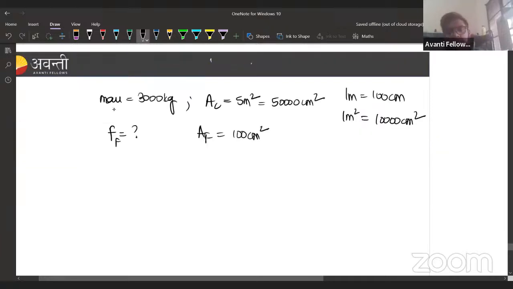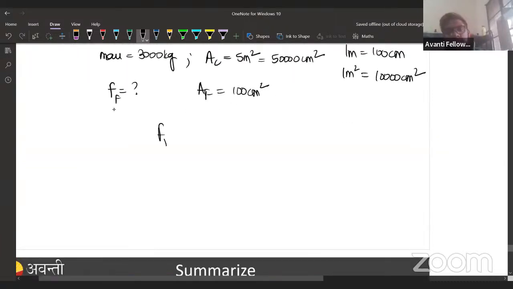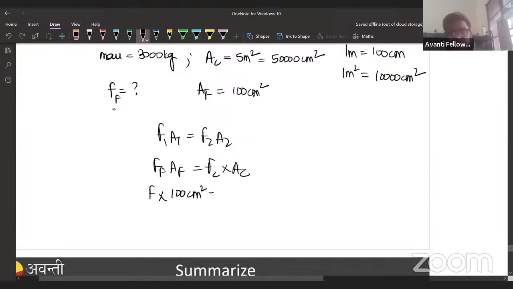So we know F1 A1 will be equal to F2 A2, and in this context it is force applied into area of force applied is equal to force of car into area of car, means the area of the platform on which the car is kept. So we have to calculate F. Let it be F. Area is 100 centimeter square. Force of car, so mass is this, so gravitational force will be equal to mg. So 3000 into 10. Let us take the value of g as 10. Area of this is 5 times 10^4.